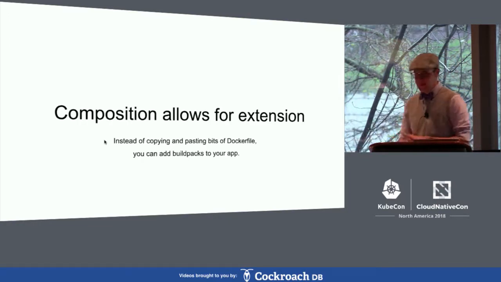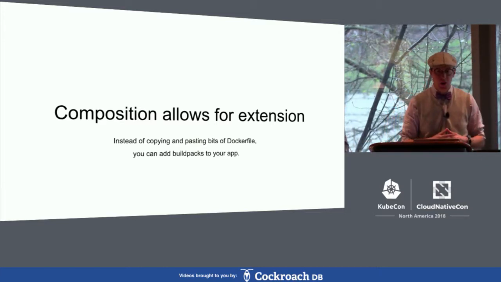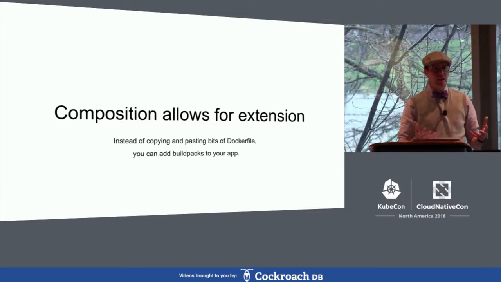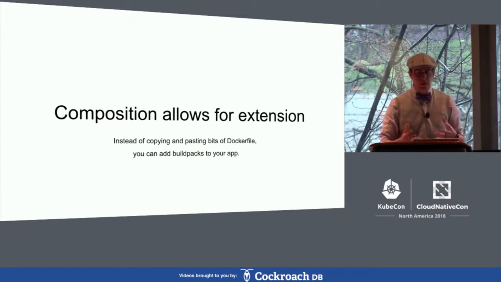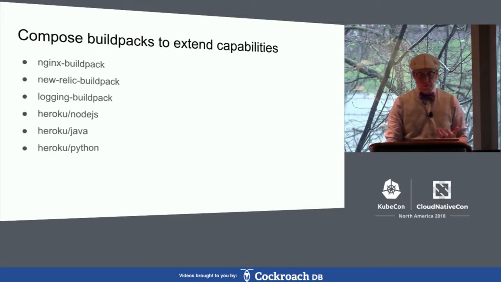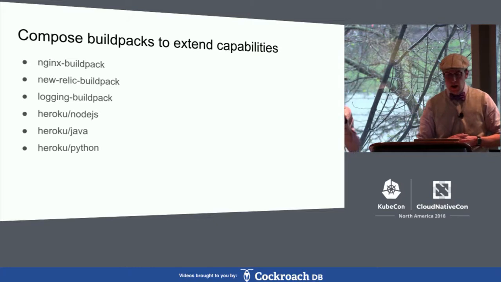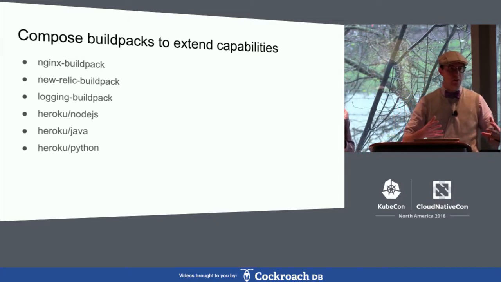Okay. So it's great that we've been able to compose these things. It allows us to create very complex and very useful images. But composition does more than just allow you to combine things. It allows you to extend without modifying. So you can take these off-the-shelf build packs like Java or Python or Node.js to prepare your static assets, but you might also add in special concerns that are specific to your environment, to your organization.